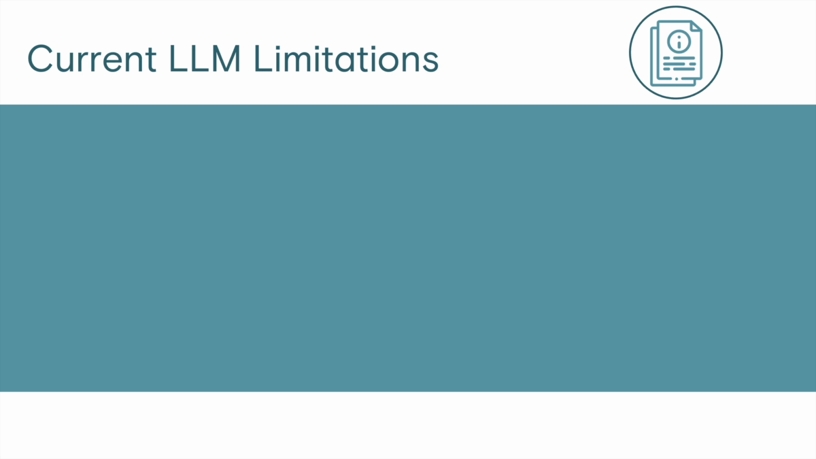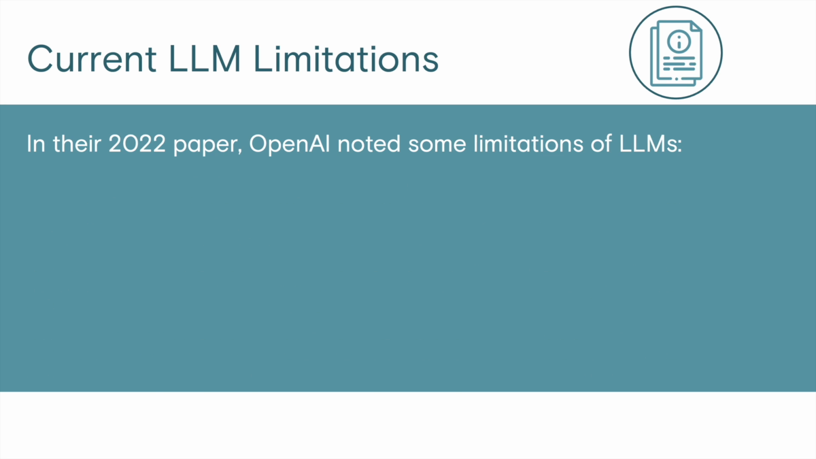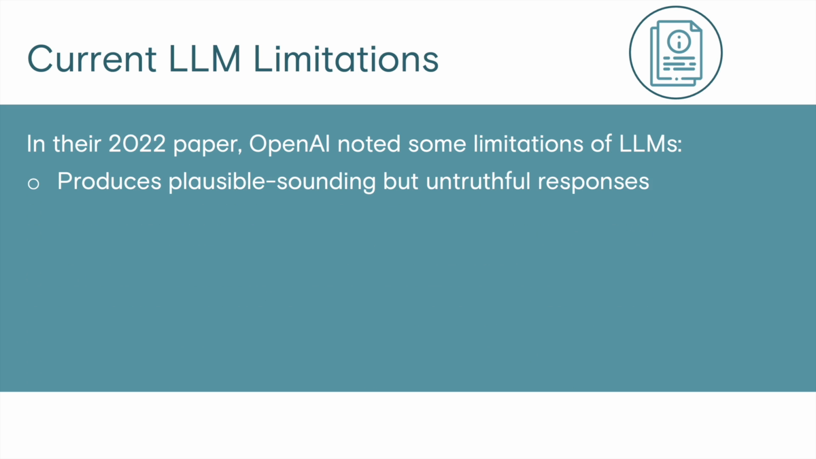In 2022, OpenAI released a research paper about their model, and this paper is what a lot of other companies are now looking at as their starting point for their own work with this set of technology. In the OpenAI paper, they noted the following limitations. Firstly, the chatbot can sometimes produce plausible sounding but just completely untrue responses. This is often referred to as the model hallucinating.